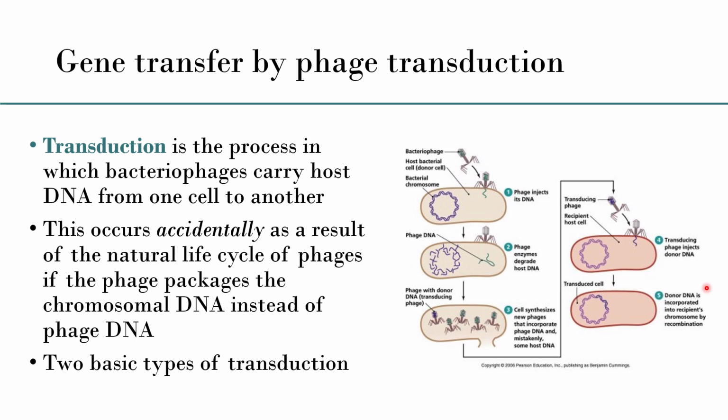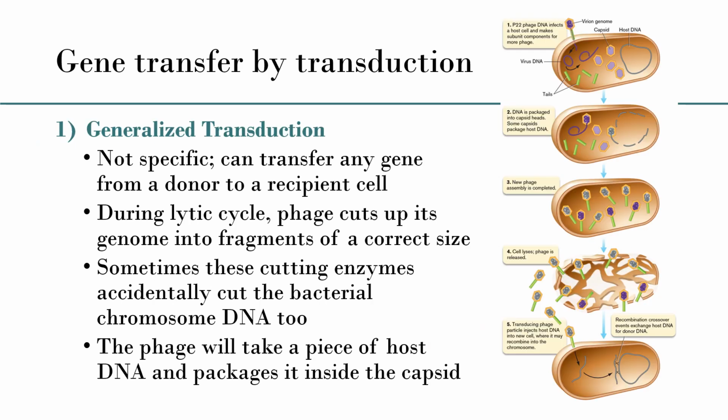There's also transduction. This is another method of horizontal gene transfer. And this is the process where the bacteriophage will carry host DNA away from one cell and into the other. And this is usually an accident. The phage is not doing this on purpose. And there's two types that we are going to discuss. The first is generalized transduction. This is not specific. Any piece of DNA from the donor cell can accidentally get packaged up and get sent over. So it's not necessarily where we can predict which DNA is going to move over.